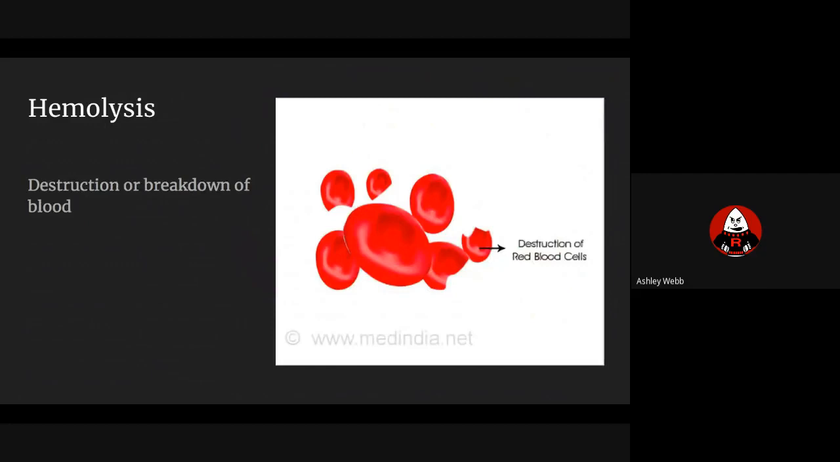Hemolysis. If we take the word hemolysis and we break it down into hemo and lysis. Hemo means blood, lysis means breakdown or destruction. So if we put it together, we have the destruction or breakdown of blood.